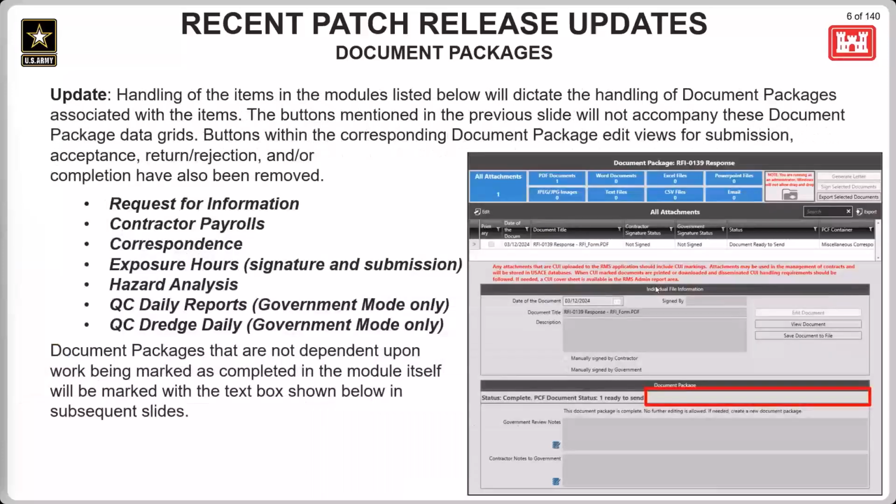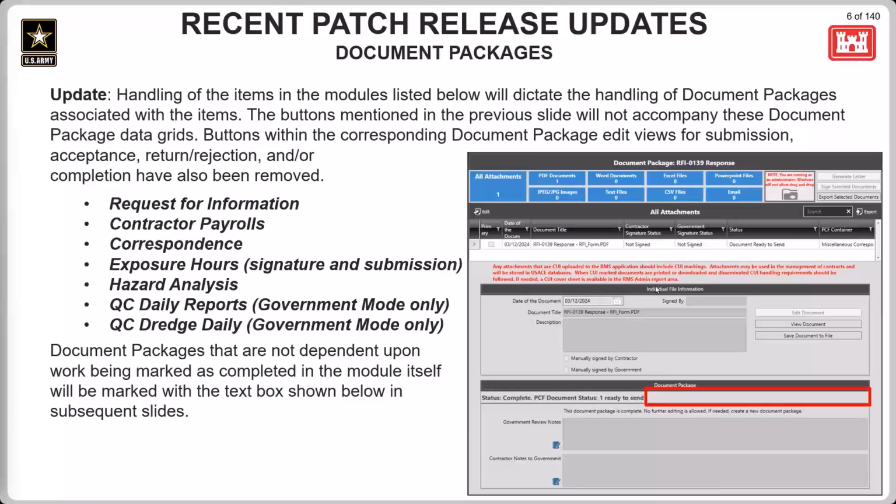So those areas not included in that are going to be the request for information, contractor payrolls, correspondence, exposure hours, hazard analysis, and then the QC daily and QC dredge reports in government mode only. So, as an example, once an RFI has been completed and submitted to the government for review, instead of having to independently submit the document package as well, that's going to automatically be done when the RFI is completed and submitted. When the government accepts or returns the RFI, the document package will also automatically be accepted or returned.